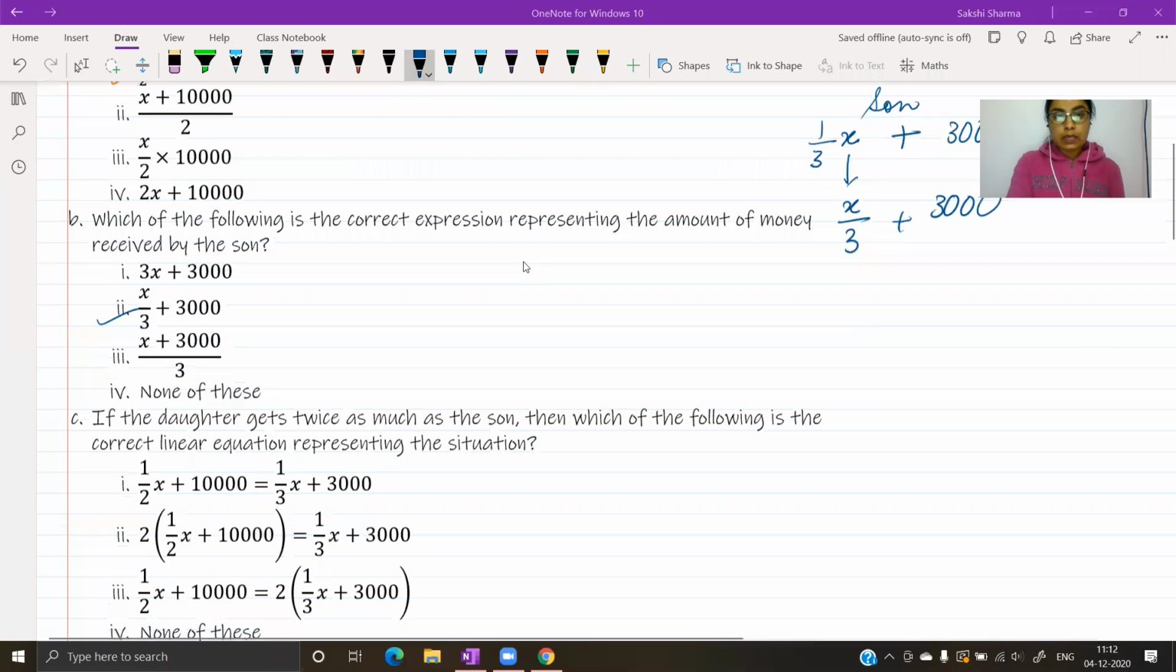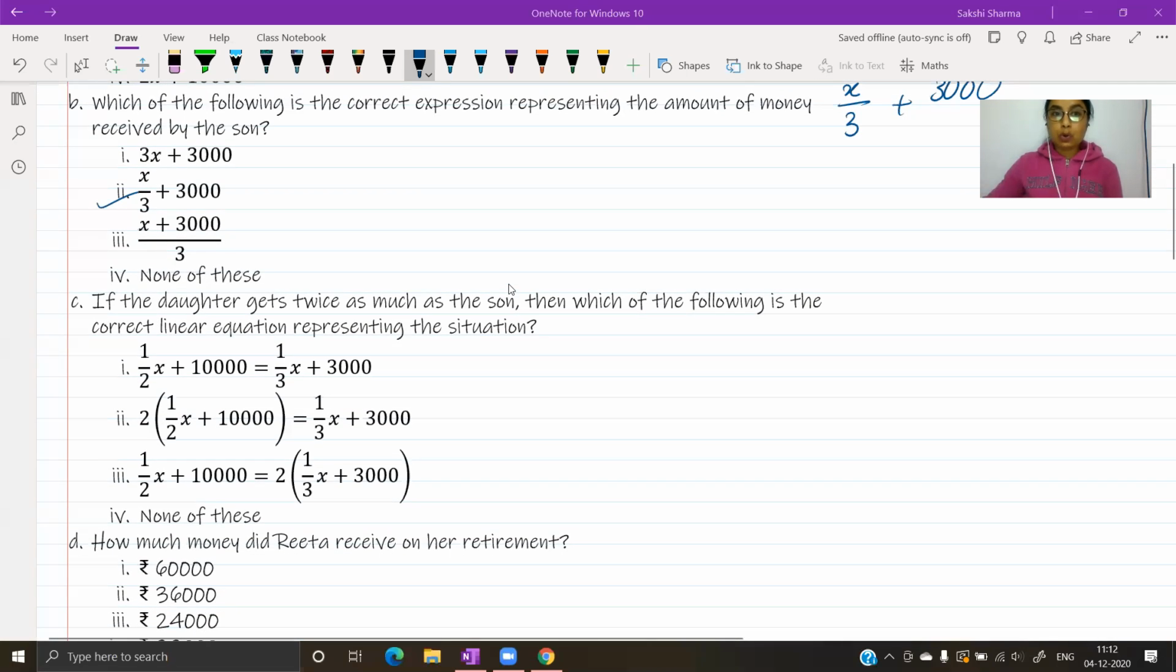Then after that, now they are saying if the daughter gets twice as much as the son, you have already written the expressions. Aapne first part aur second part mein pehle se decide kiya hai ke expressions correctly represent karte hain, daughter ko kitni money mili aur son ko kitni money mili hai. Now they are saying that if the daughter gets twice as much as the son, then which of the following is the correct equation representing this situation? So daughter's share equals 2 times the son's share. So which of these will be the correct equation? Third one. Third part.